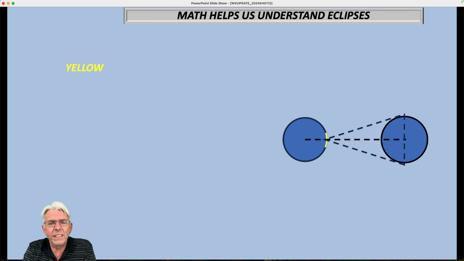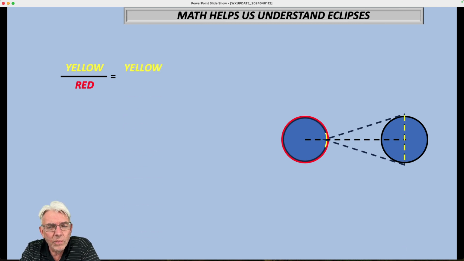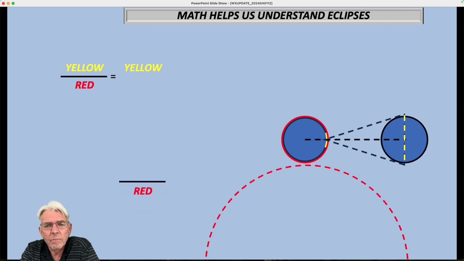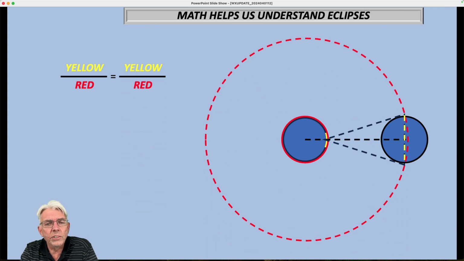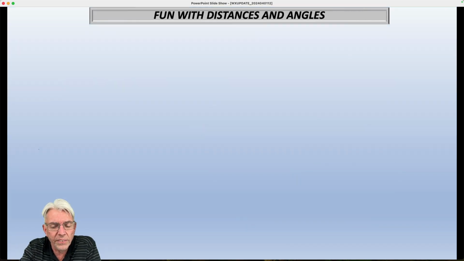Okay, so if we take the ratio of this little yellow arc right here to the entire circumference of that circle, that is going to be equal to the diameter of the moon, the actual diameter, compared to the circumference of the circle that goes all the way around the Earth. So again, we're just taking a look at this small little portion here, that angle, compared to the 360 degrees that goes all the way around. Okay, and when we do that, this is what we come up with.